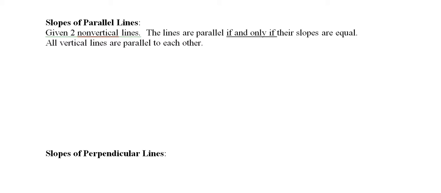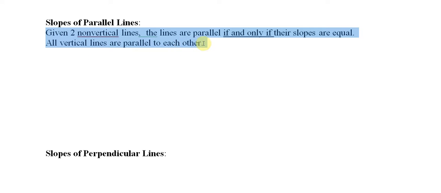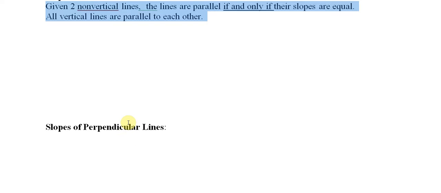So the qualifier non-vertical is important because of the next line that talks about their slopes. If you have a vertical line, there is no slope, so you can't talk about the slopes being equal. But we can say with definitive certainty that all vertical lines are parallel to each other. We'll go back to this concept in a bit as we see some examples.